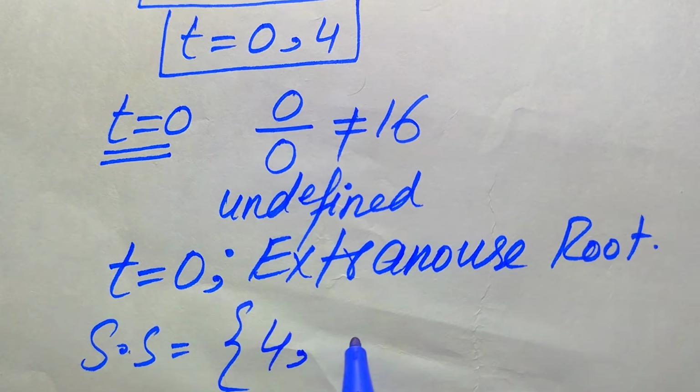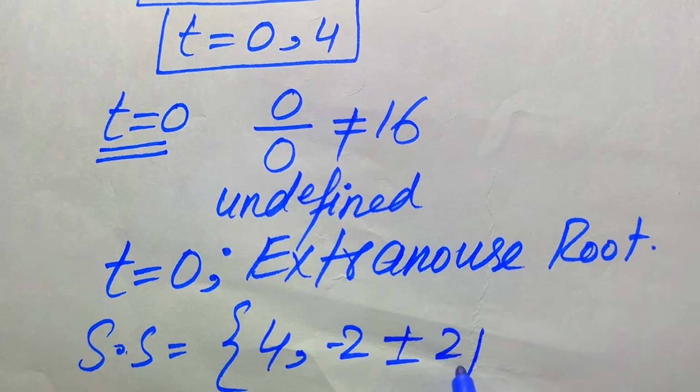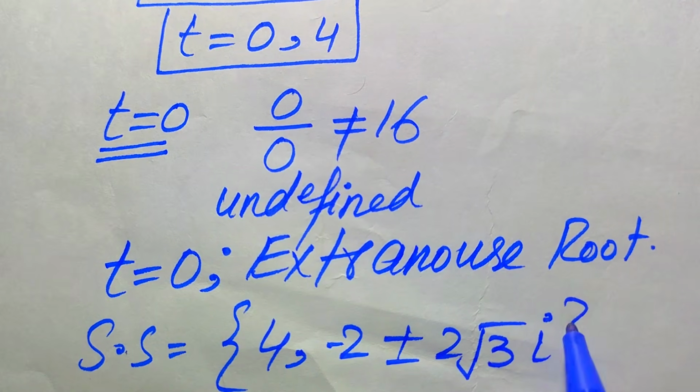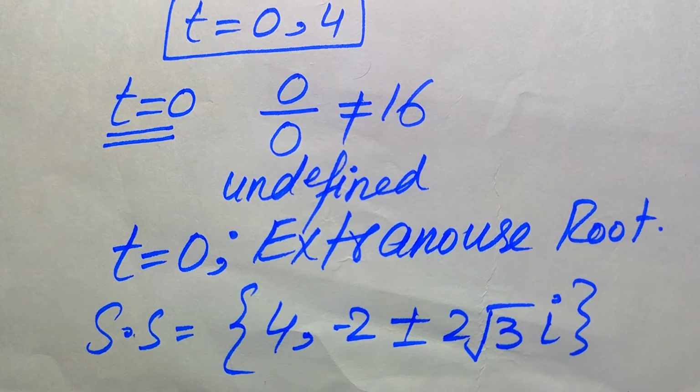And finally we have the solution set of this problem as 4 and minus 2 plus minus 2 times square root of 3 into iota. So these are the three solutions of the given equation, and this is the final answer.